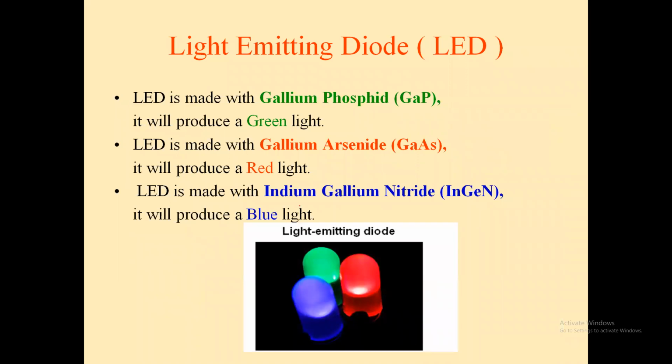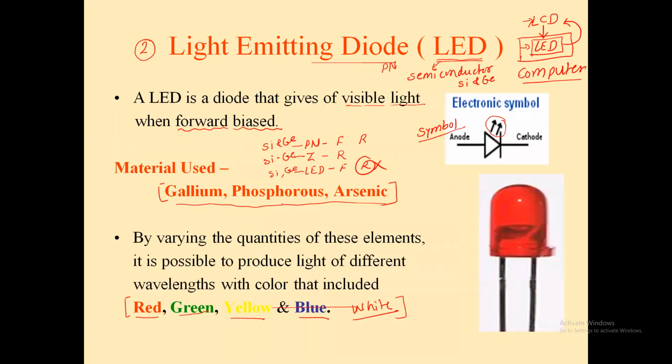Now you can try to see that an LED made of gallium phosphide will emit green light. An LED made of gallium arsenide will emit red light. And an LED made of indium gallium nitride will give blue light. So these are the formations of LEDs. Get it, my point? So just remember these three different materials, gallium, phosphorus, and arsenic, along with silicon and germanium.